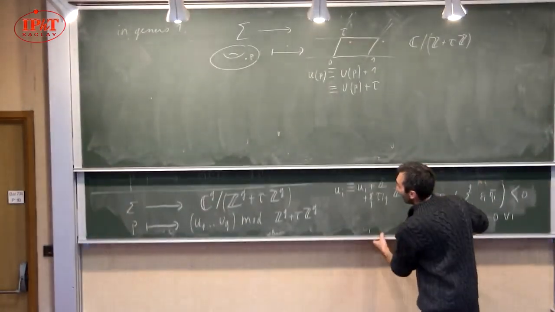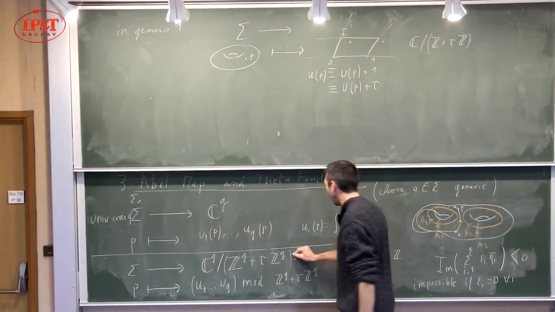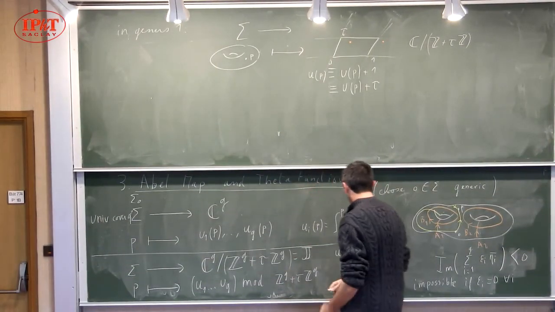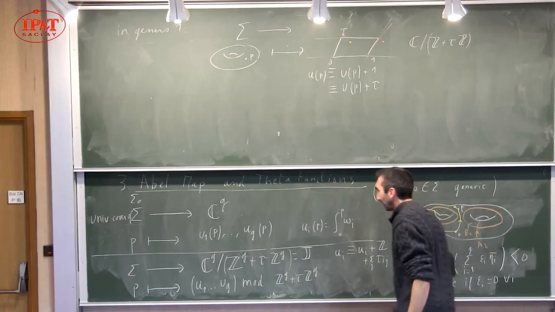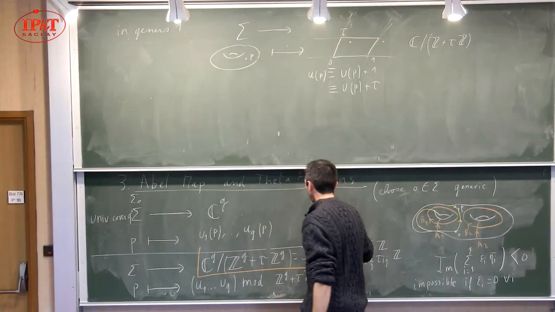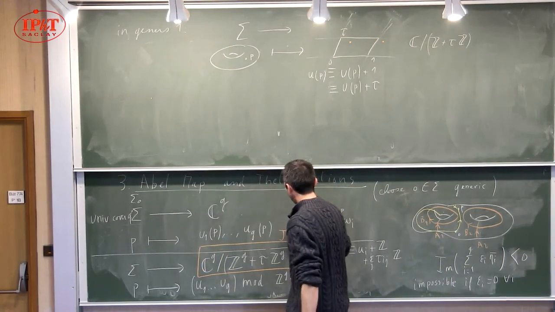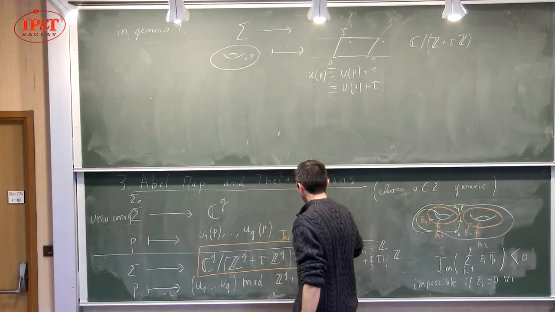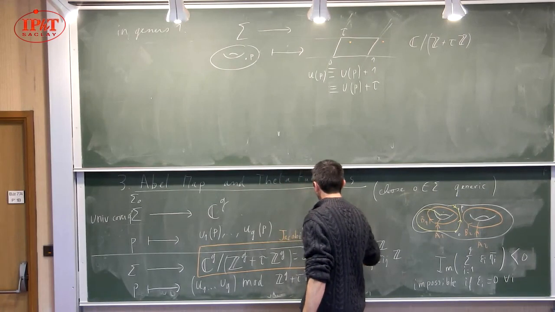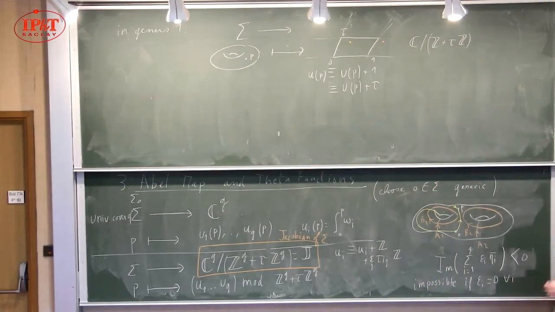I just want to say that this space is called the Jacobian of sigma. So the Abel map is a map from sigma to its Jacobian.